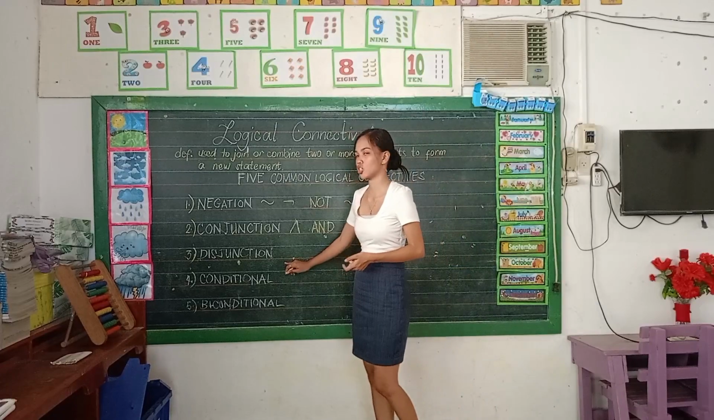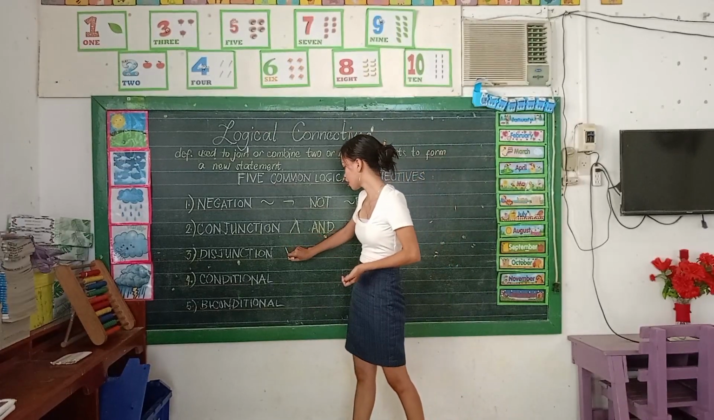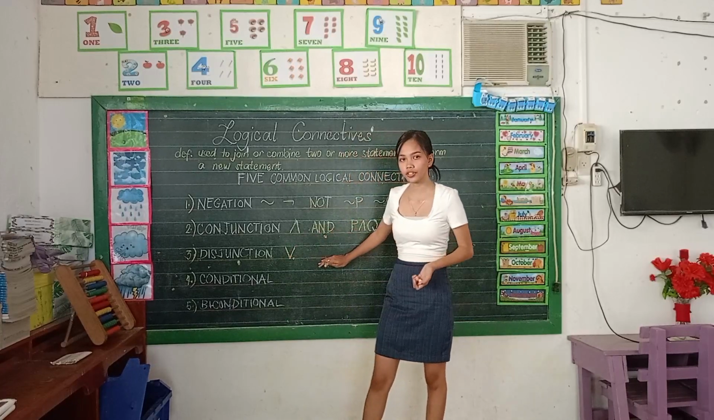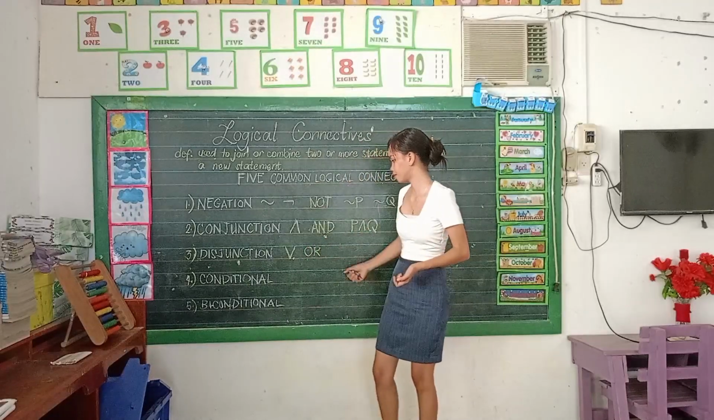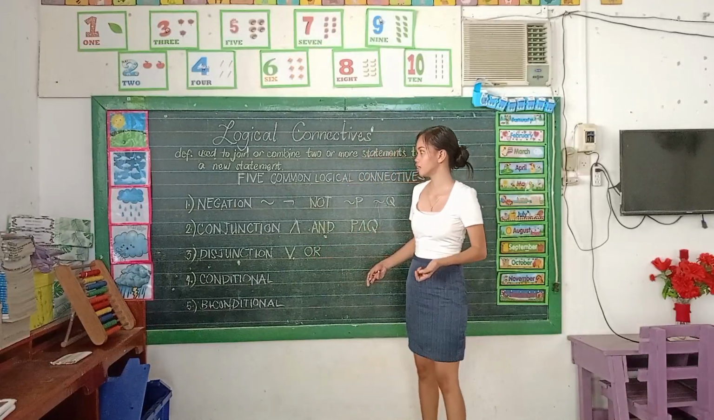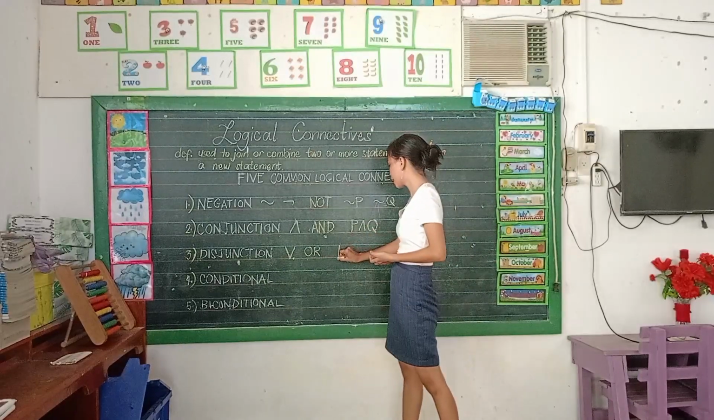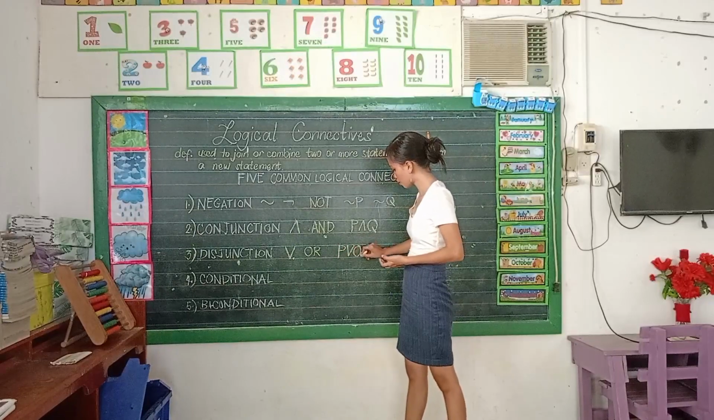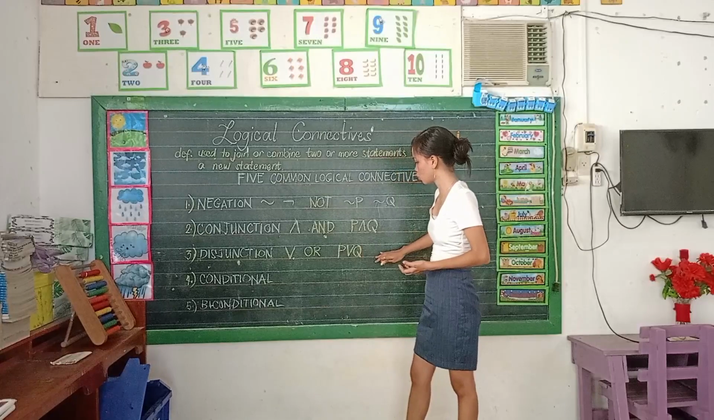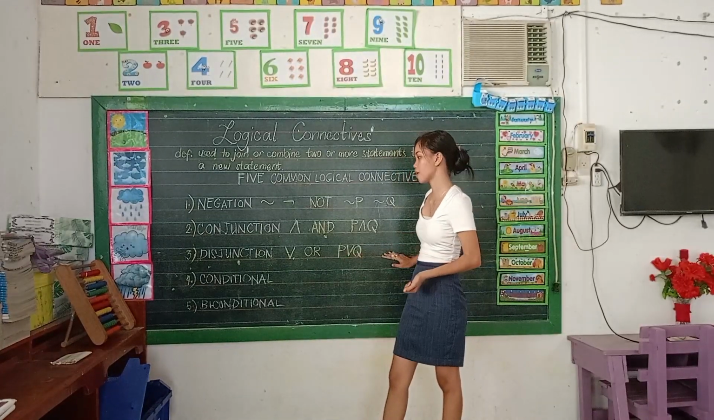Next, we have the disjunction. For the disjunction, the symbol here is the capital V. And our connective term here is the word or. In combining two propositions, it will be written like this: capital letter P, the symbol, and Q. So this translates to P or Q.